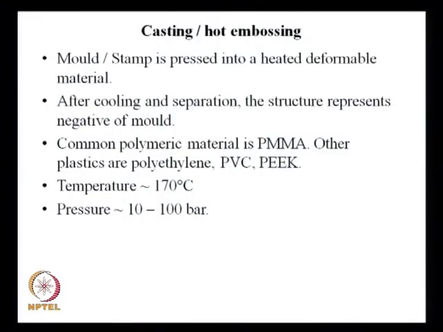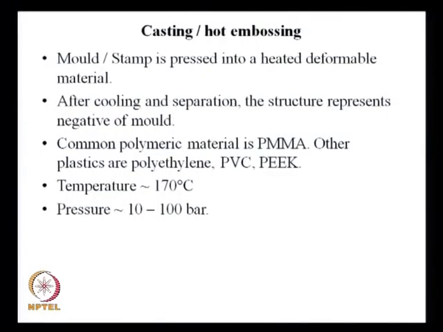Polymer is simply softened, and on top of this polymer a stamp or a mold is pressed, so that after cooling and separation, the structure represents the negative of the mold. So, that you can generate. Here the polymer is not taken all the way to its molten state, rather polymer is simply softened, so that it can deform at the places where the stamp or the press is put.